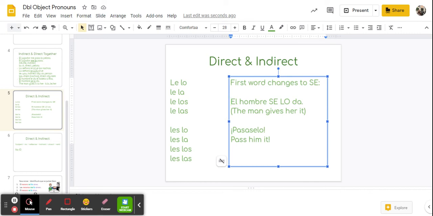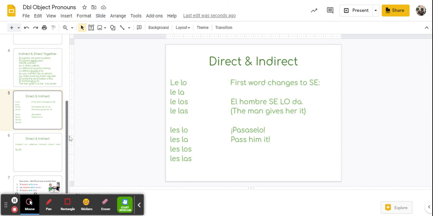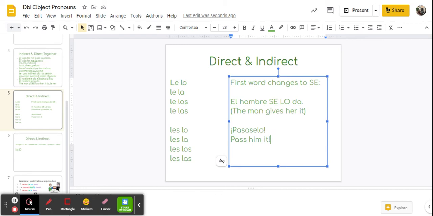So here I have pásaselo, pass him it. So se would go with the "him" for my indirect. And that had to change from le to se because my next word starts with an L. I'll do another example of ones where I have to change the le to a se. So for instance, if I said the man buys her it, a hamburger, at the concession stand at the stadium.